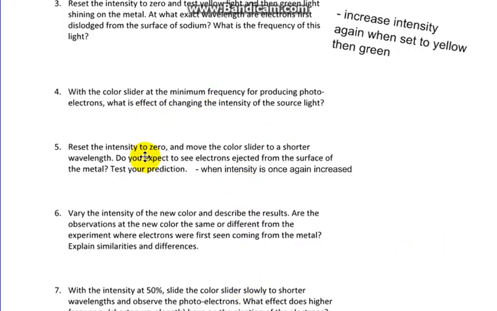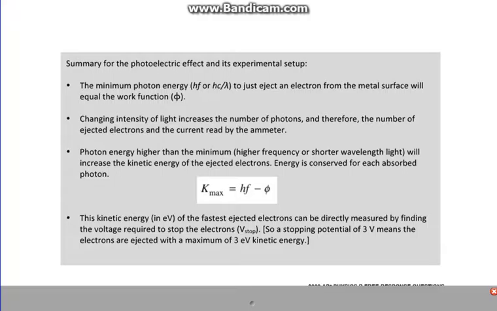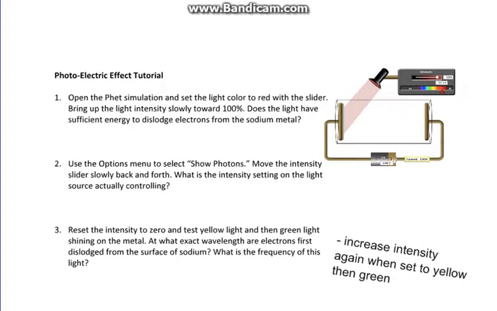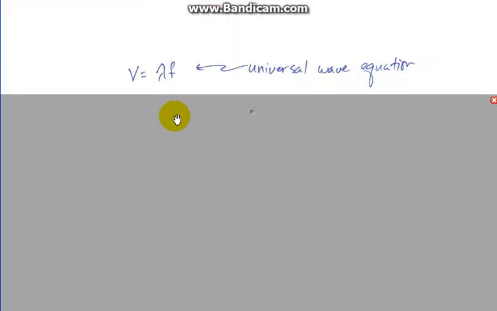Alright? Now, before you go into this, we have to know a few things. So if you could grab a piece of loose leaf, there are a couple of notes you need to copy down. Here they are. A couple of things that you took back in Physical Science 20, of course, the universal wave equation.